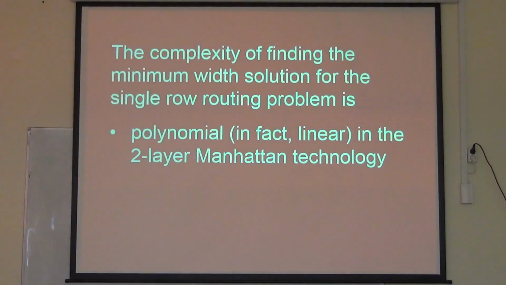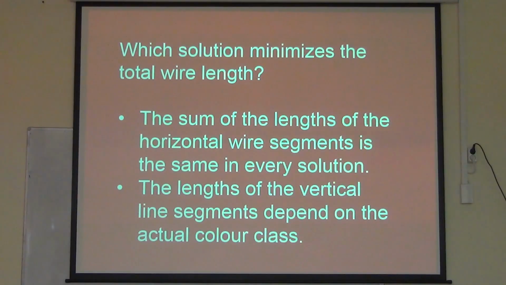So we have seen that if you have a single row routing problem from the geometric point of view, and you have a two-layer Manhattan technology, then we can solve the problem in linear time. By the way, one more interesting question. If we can solve the problem, and we can minimize the width of the solution, then we might be greedy and want to have an even third question: among all the possible such solutions, which is the one which minimizes the total wire length? And it's easy to see that the horizontal wire sections are given anyhow, only the vertical wire segments must be summed to a minimum number.